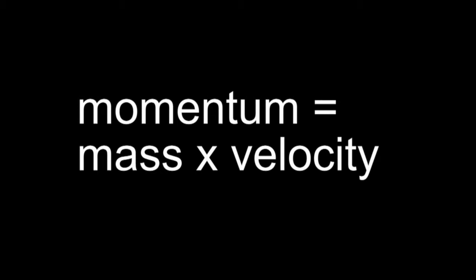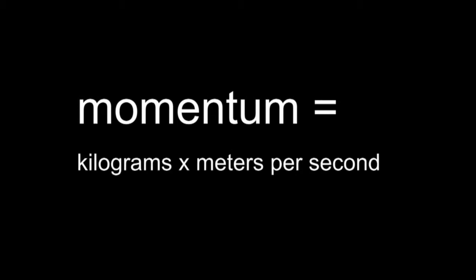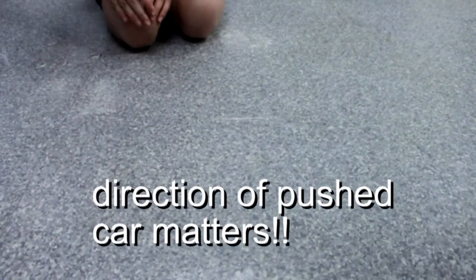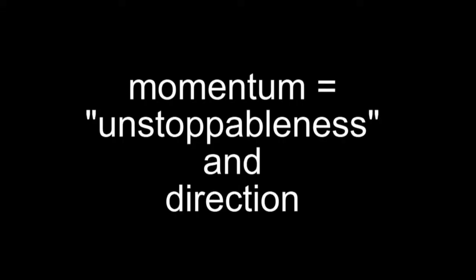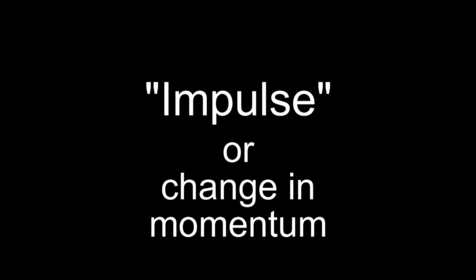Because momentum is mass times velocity, the units for P are kilograms times meters per second. Note that it is also a vector, as velocity is a vector. This means momentum is also defined by its direction. Impulse is the change in momentum for an object or a system. It is a vector, which means that a change in momentum can be both a change in unstoppableness and a change in direction. There are two ways to change an object's momentum.